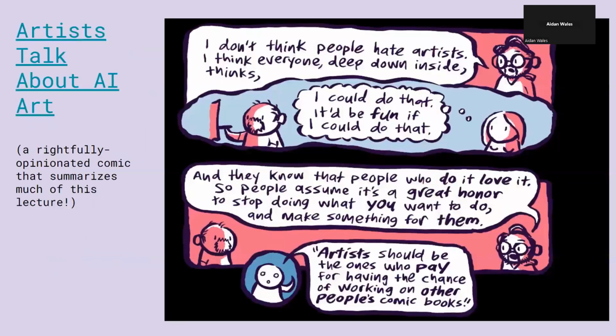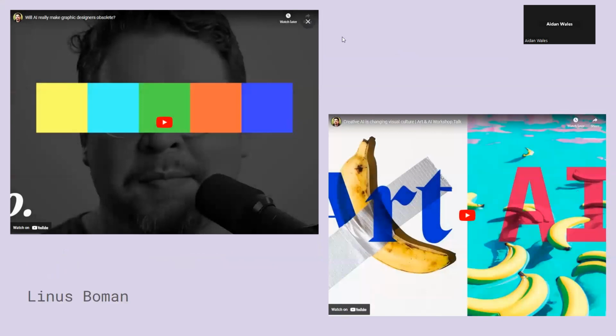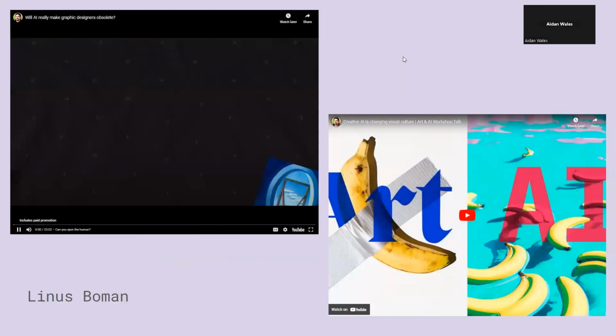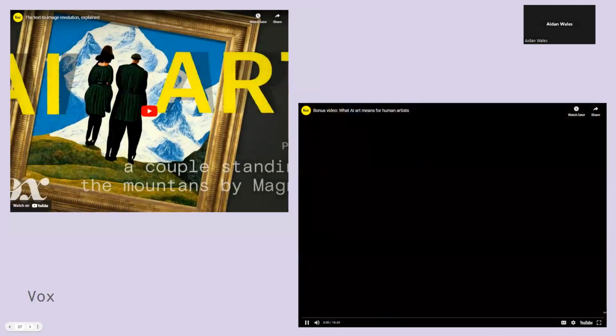And the rest of the slides, oh, here's a comic that kind of summarizes what I talked about. There are some differences, and some things that I talk about that are not in here, but it's a pretty long comic, and it's pretty cool. It's obviously very critical of AI. So again, the rest of these slides is where I took information from. I took a lot of information from articles. Those are all linked.